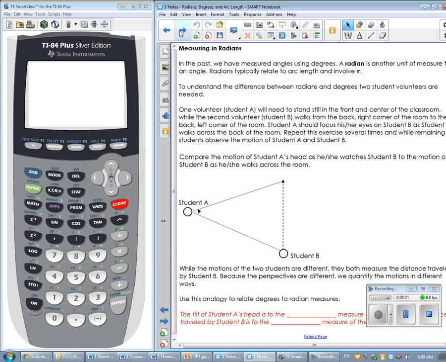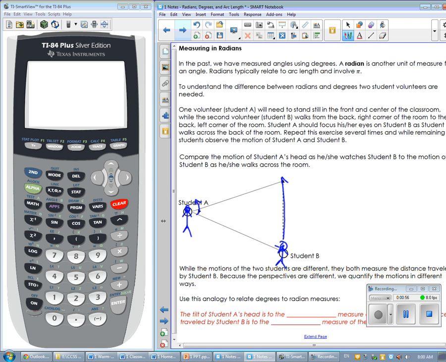When we measure angles, there's two different perspectives that we can take. So for example, the activity that you see on the board right now is an activity we did in class where I stood in front of the classroom, so pretend this is me, and I had another student at the back of the classroom, and I had them walk across. I maintained eye contact with the student who was walking, and so as the student walked across the back of the classroom, my head tilted.